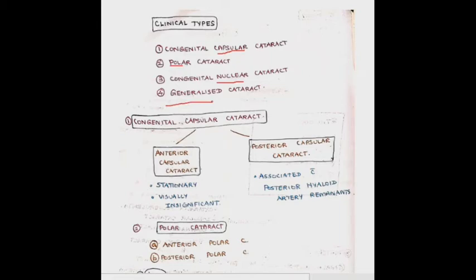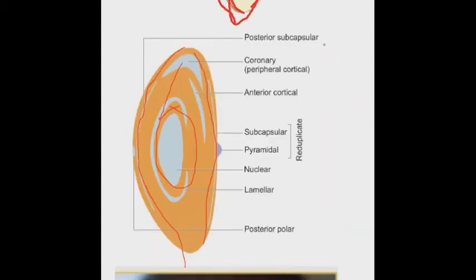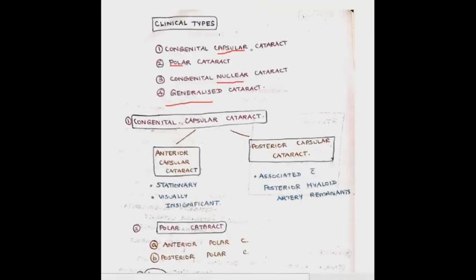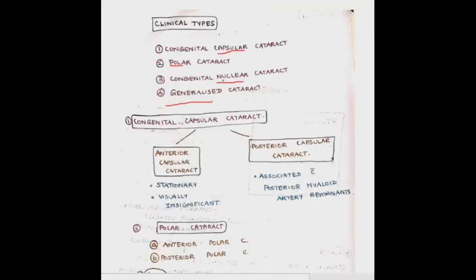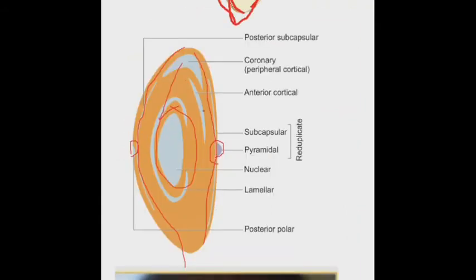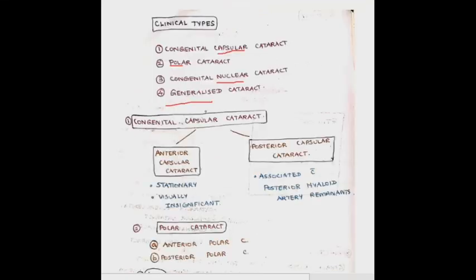First, we would generally see what each is. Congenital capsular cataract means cataract which occurs in either the anterior or posterior capsule. The second one is polar cataract. Polar is the region at the center of the anterior capsule and posterior capsule. So, anterior polar cataract and posterior polar cataract can occur. The third one is congenital nuclear cataract. Here, the nucleus, which is the center portion of the lens, is affected. The center portion gets opacified, which leads to the formation of congenital nuclear cataract. And generalized cataract has four types. You would see them on the next page.